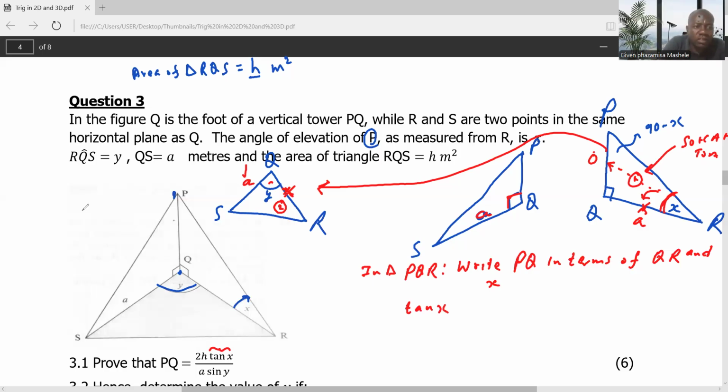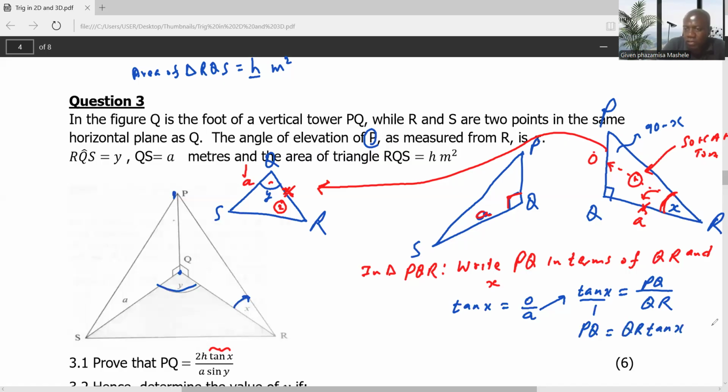Okay, let me use a different color. Tan of X is opposite over adjacent because this is SOH CAH TOA. Tan of X, what is opposite? It's a right angle triangle. Opposite is our PQ, what we're looking for. Adjacent is our QR, and QR is a common side. That's why I want to have this, so that I can move into the second triangle. So let's cross multiply. PQ is now equal to QR multiplied by tan X. That is equation number 1. So this QR is the one that will assist me to come into the second triangle.